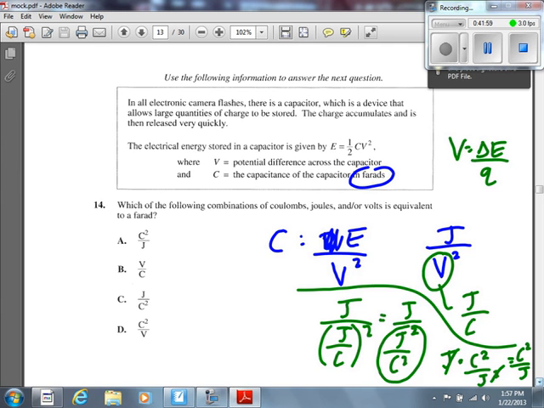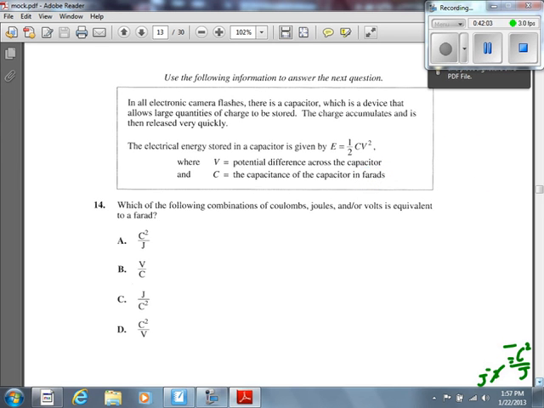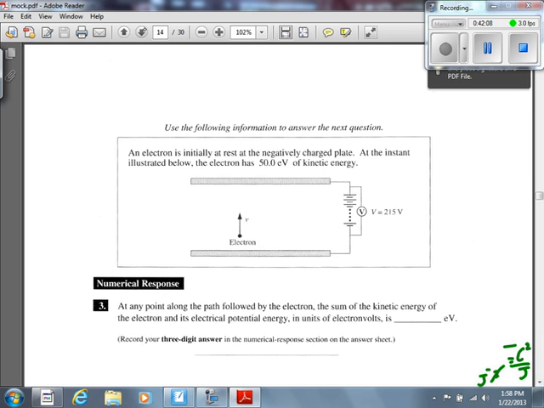Numeric response number 3. Who got this one? Anybody get this one right? This is a good question. Tough one though.